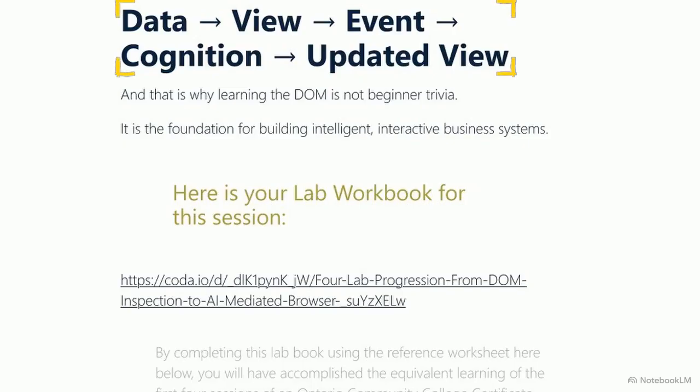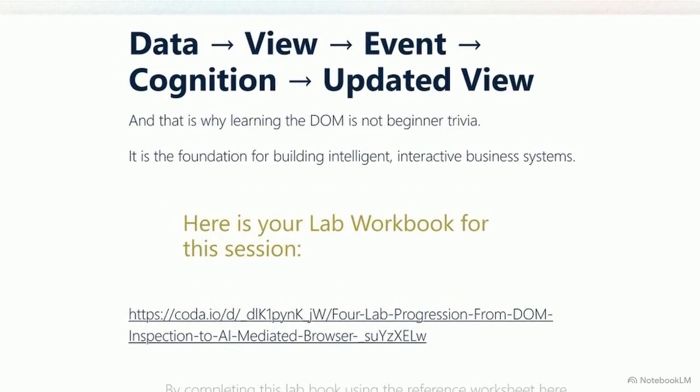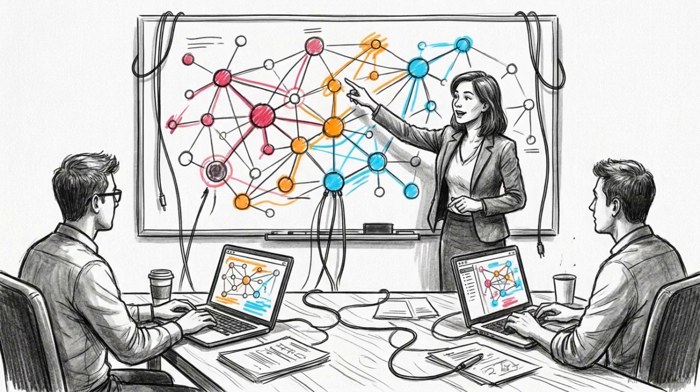This maps the cycle into a linear business workflow: data, view, event, cognition, and updated view. Use this map to audit your own systems. Identify which actions trigger workflows, what data is captured in JSON, and exactly where your intelligence is calculated. Mastering this architecture of interaction is a requirement for anyone managing or building modern business technology.